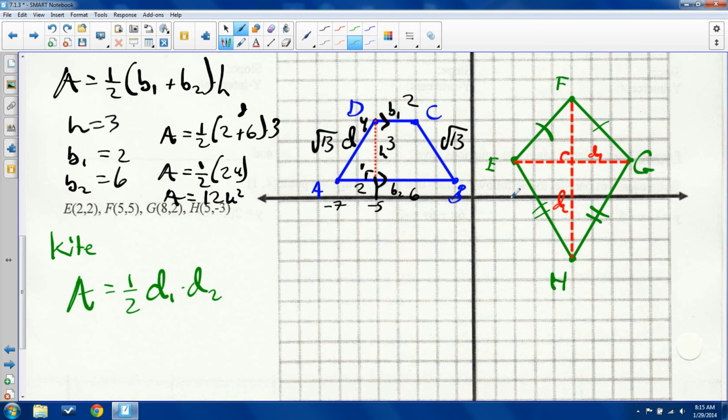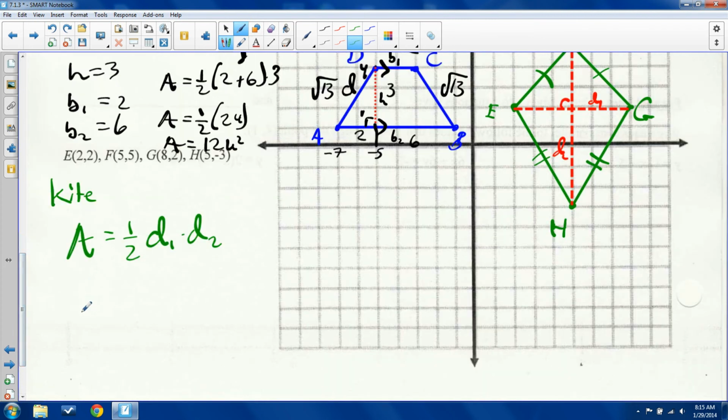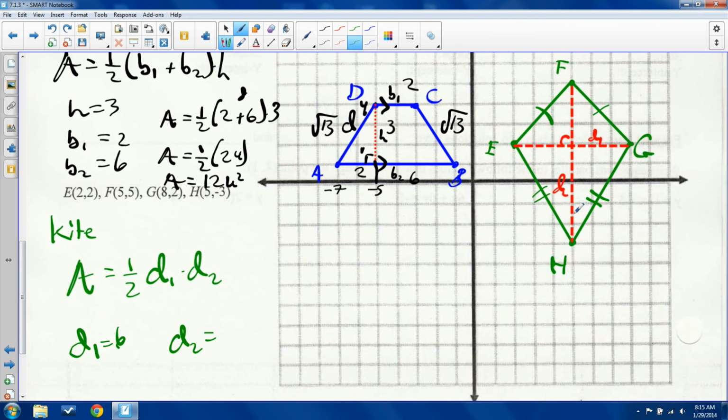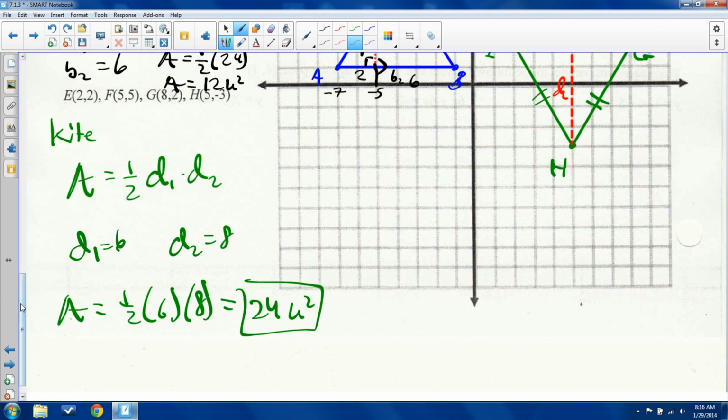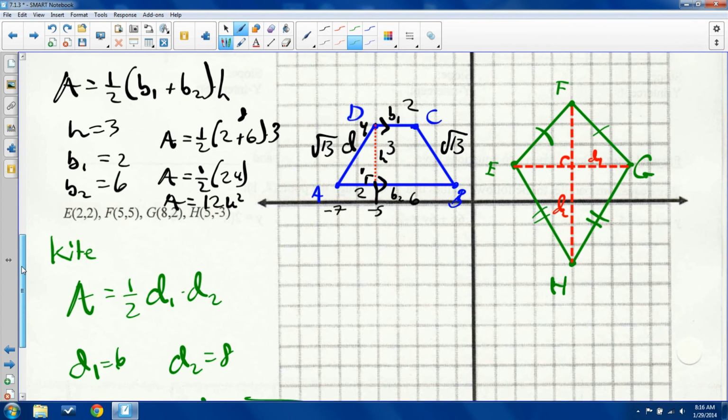base times height. Okay, my D1, I'll count out 1, 2, 3, 4, 5, 6. D1 equals 6. D2 equals 1, 2, 3, 4, 5, 6, 7, 8. My area is half of 6 times 8, which is half of 48, which is 24 square units. That's area. Now perimeter, again, it's found the same way we found the other one.